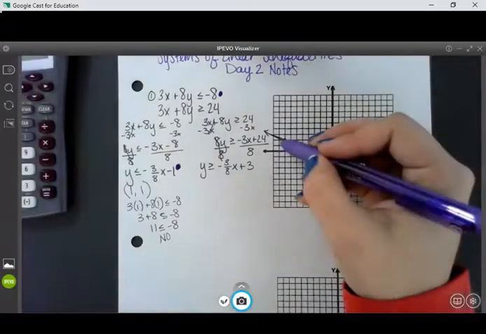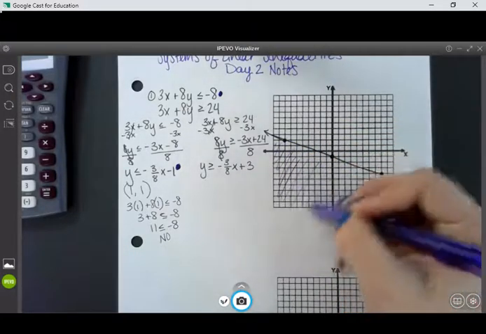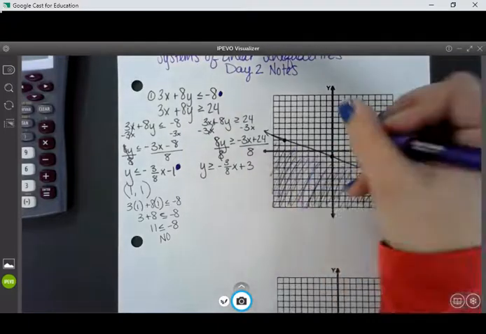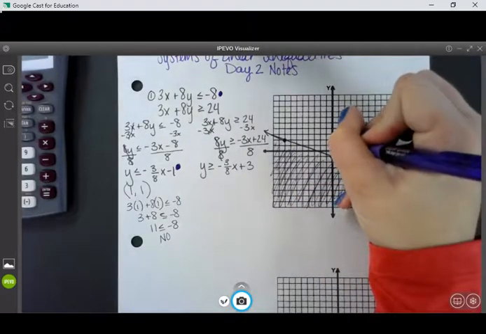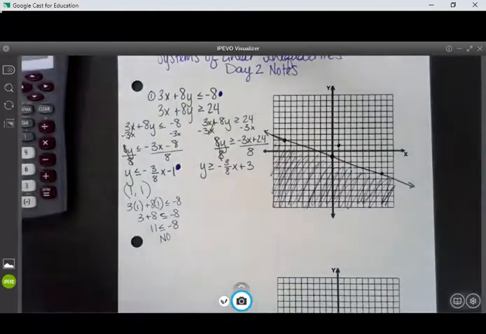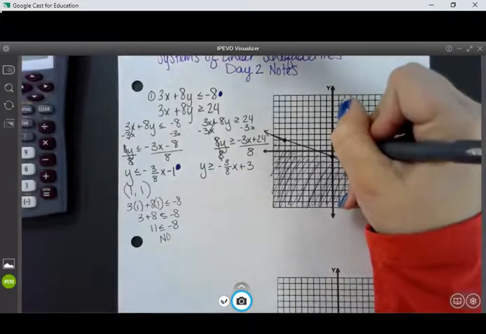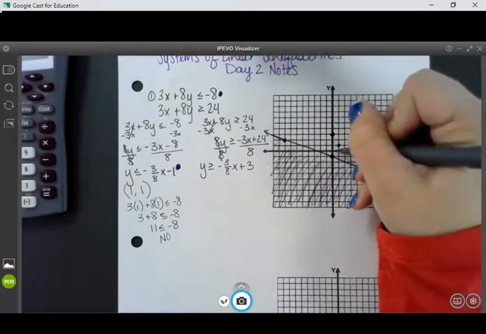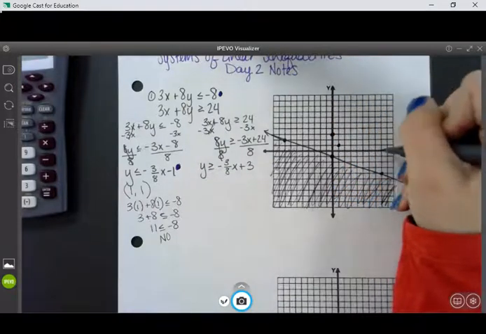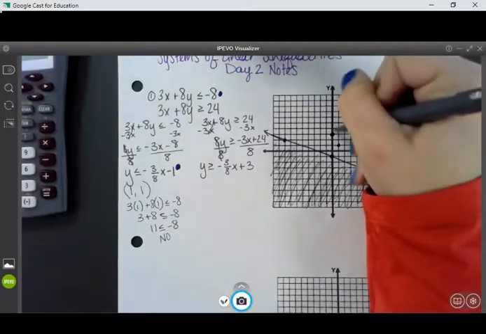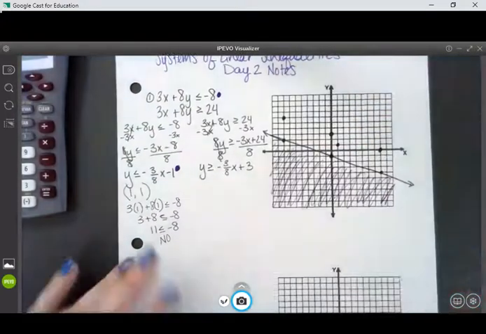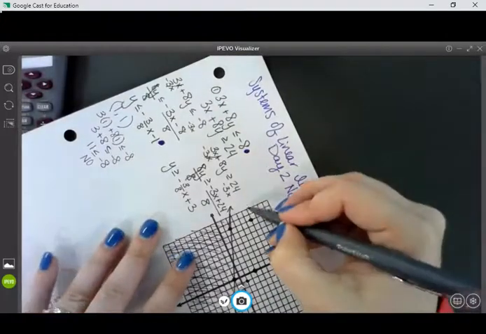So I'm shading on the opposite side of where 1, 1 is. All right, I'm going to graph the other one. So positive 3. It has the same slope, so I'm going to go down 3 and right 8, and up 3 and left 8. It's also going to be a solid line.